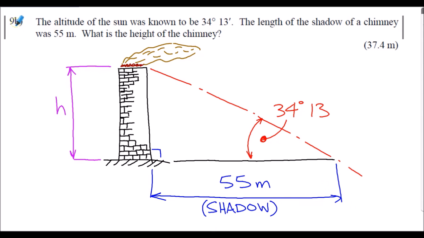And finally, question 9. The altitude of the sun was known to be 34 degrees and 13 minutes. The length of the shadow of the chimney was 55 meters. We've got to find the height of the chimney from that information. The sketch below shows you the triangle you should form given the information, and hopefully from there you'll be able to solve for height h. Again, I will leave you to undertake the calculations.